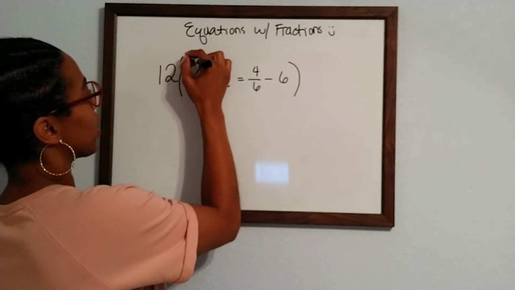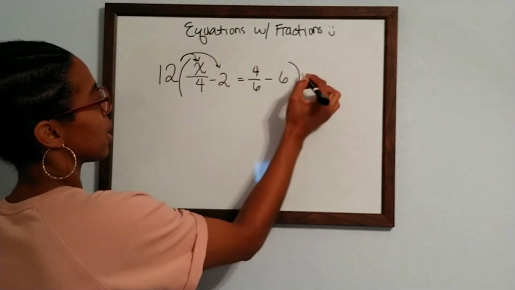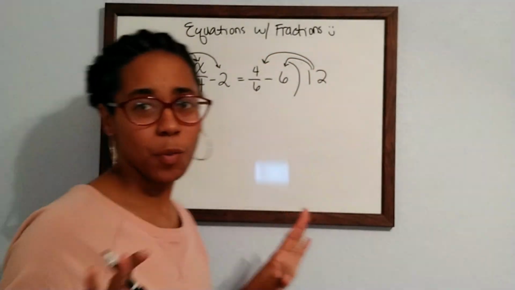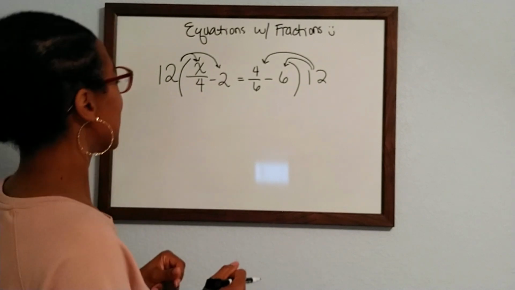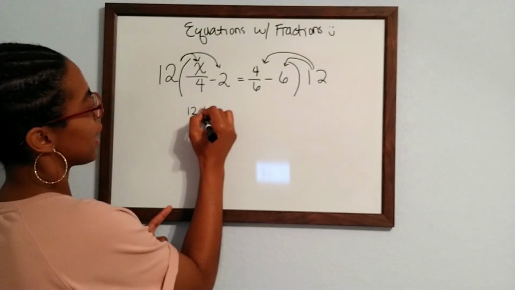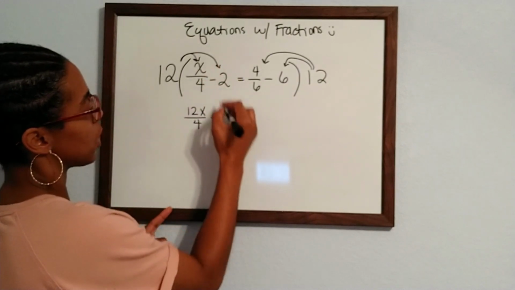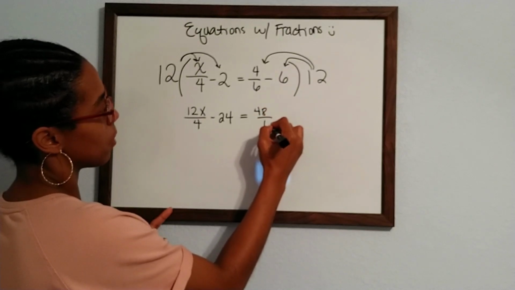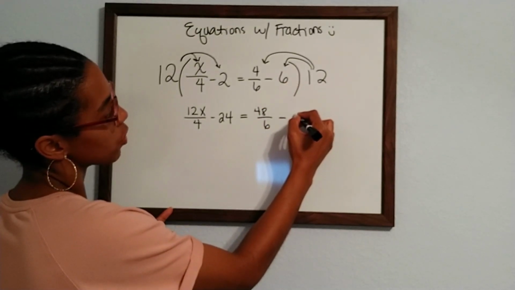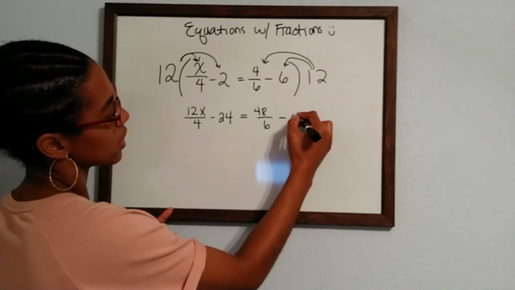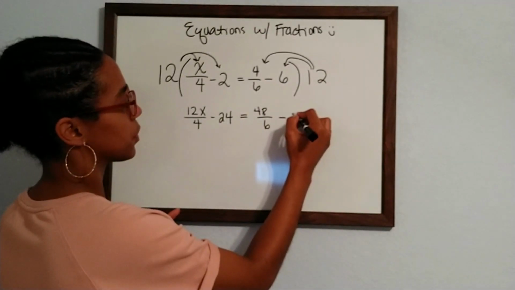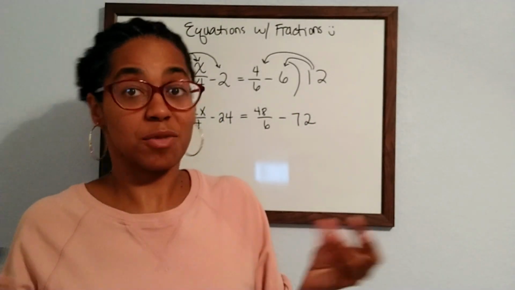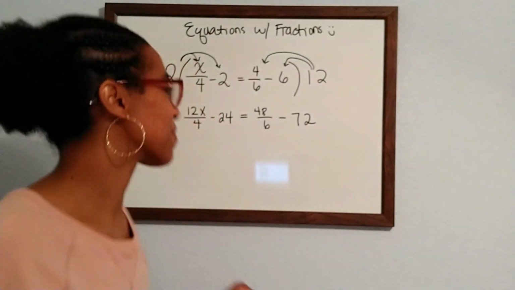I'm going to take that 12 and multiply it times everything, and I'm going to do it on this side as well, inside of this equation. You're like, what? Watch me work. So now I'm going to have 12x over 4 minus 12 times 2 is 24, is equal to 12 times 4, which is 48, divided by 6 minus 12 times 6, which is 72. Okay? So it makes big numbers, but that's okay because we know how to do big numbers, right? We know how to solve this thing.